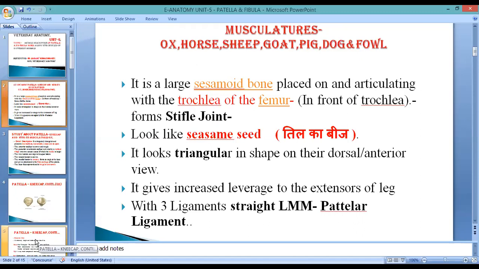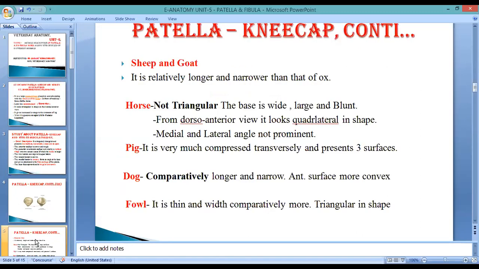Next, patella of the sheep and goat. It is comparatively similar to that of the ox, but relatively longer and narrower. Triangular in shape, but not flattened. It is longer, and when we measure its diameter, it is narrow. Next, patella of the horse. It is not triangular; the base is wide, large, and blunt.